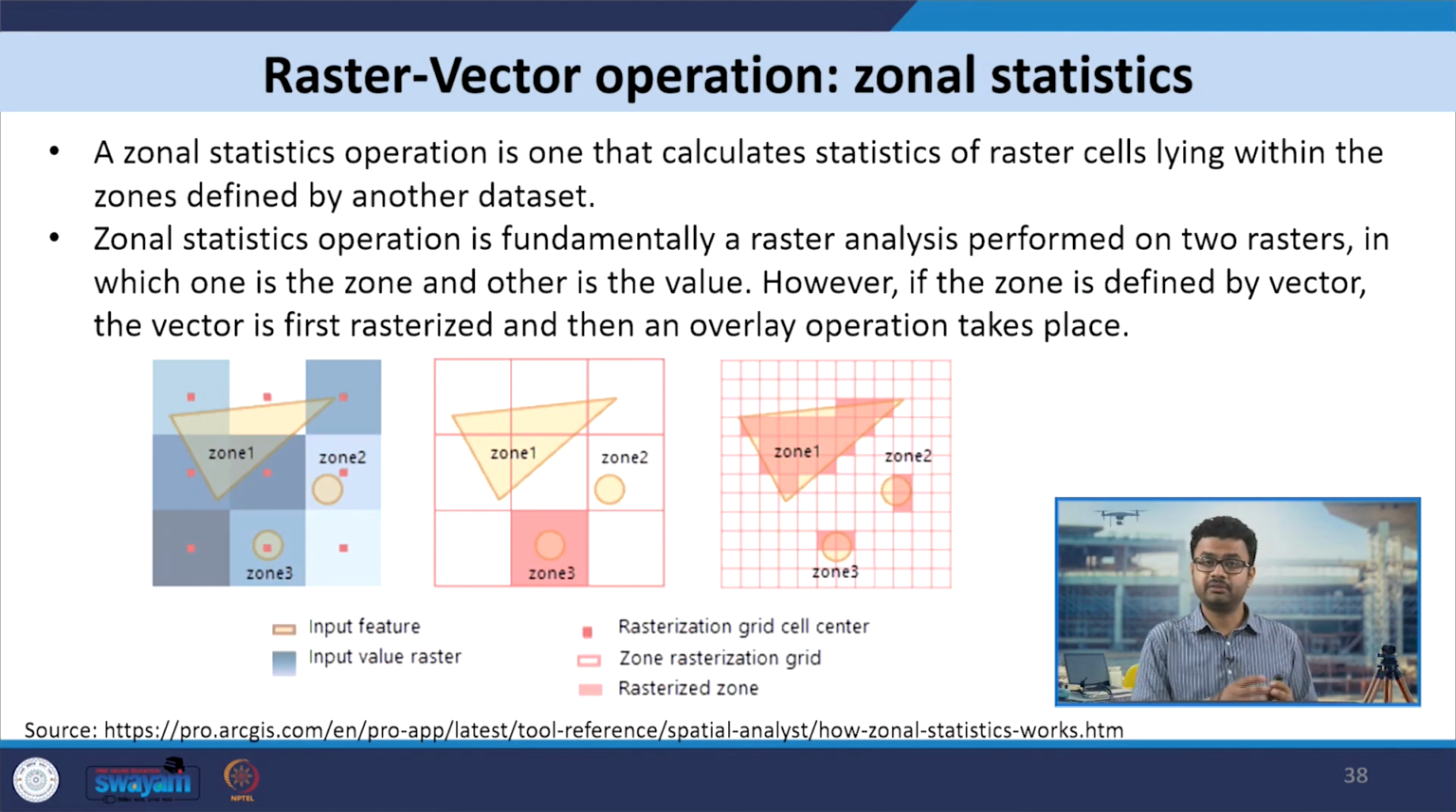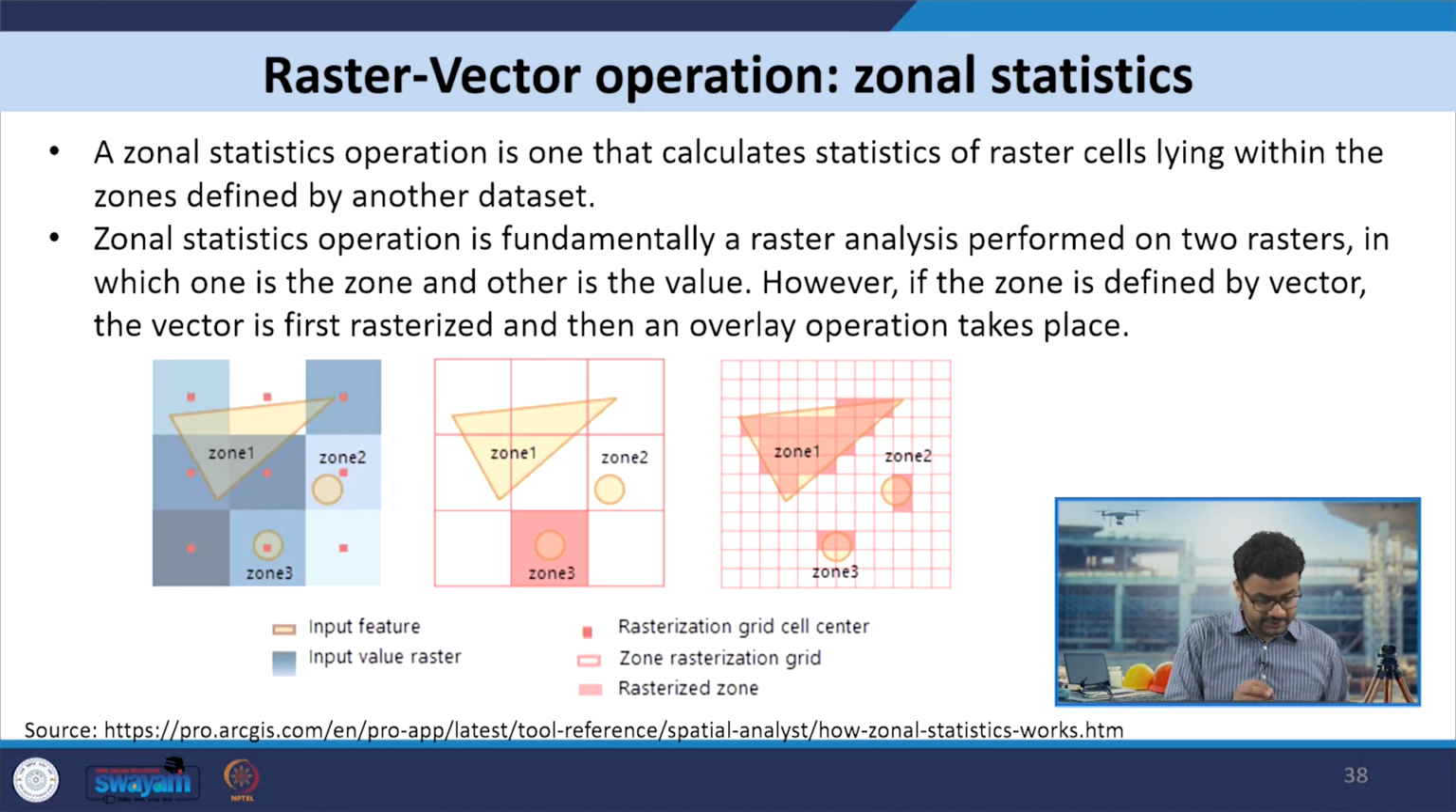Then we also have raster vector operation, an example of which is zonal statistics. The zonal statistics operation is one that calculates statistics of raster cells lying within the zones defined by another data set. Zonal statistics operation is fundamentally a raster analysis performed on two rasters, in which one is the zone and the other one is the value. However, if the zone is defined by a vector, as is the case for raster vector operation, then first the vector is rasterized and then an overlay operation takes place.